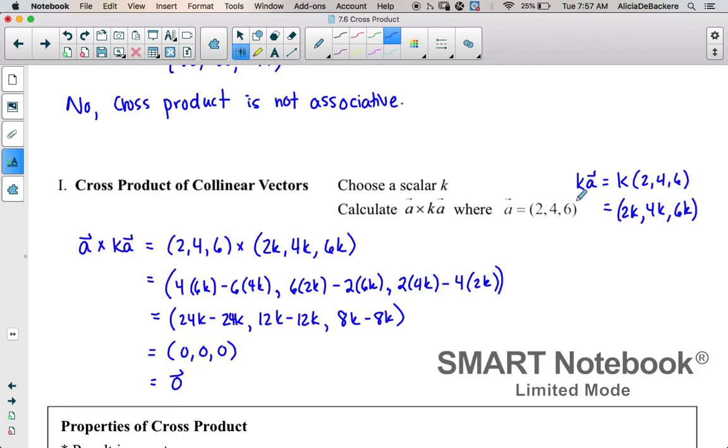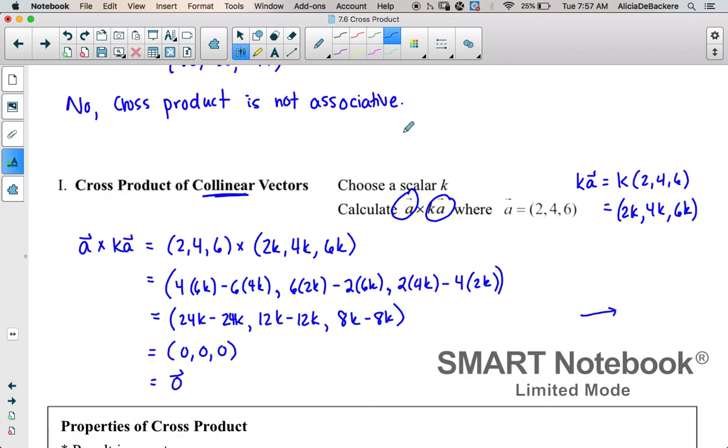Now when I use k times a, what you should realize is that these two vectors, a and ka, are collinear, right? I've just got a scalar multiple of the original vector, so I'm not changing the direction, I'm just changing the magnitude of that vector. So what it's saying here is if you cross a vector with a scalar multiple or another collinear vector, you're going to get the 0 vector.